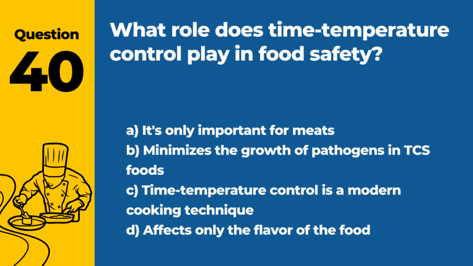Question 40. What role does time temperature control play in food safety? A. It's only important for meats. B. Minimizes the growth of pathogens in TCS foods. C. Time temperature control is a modern cooking technique. D. Affects only the flavor of the food. Answer. B. Minimizes the growth of pathogens in TCS foods. Time temperature control plays a crucial role in food safety by minimizing the growth of pathogens in time/temperature control for safety, or TCS, foods, which are more vulnerable to bacterial growth and foodborne illnesses.